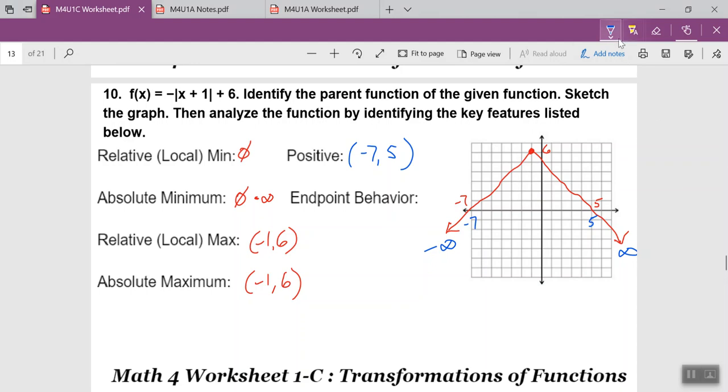All right, endpoint behavior. Let's say as x approaches negative infinity, y is also going down, negative infinity. And as x approaches positive infinity, y is still going down.